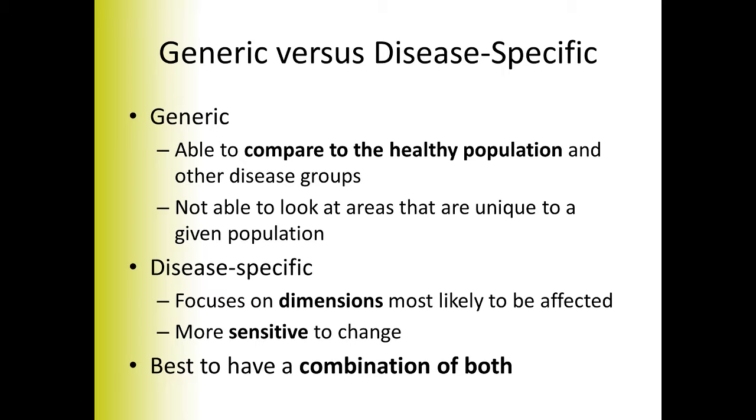The advantage of disease-specific tools is that they really hone in on what's important to the patient and to the family, and they're more sensitive to change. So ideally, you'd like to have a combination of both if you could, but I think we need to be conscious of respondent bias, sort of a respondent burden. So you need to keep that in mind when deciding on tools.